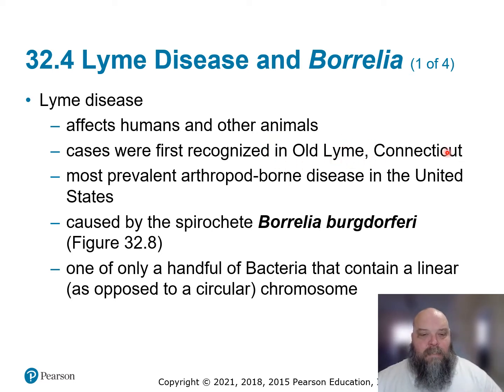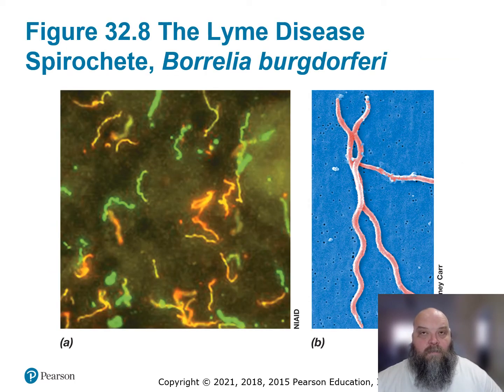So, hence Lyme disease. This is the most prevalent arthropod, insect-borne disease here in the U.S. It is primarily caused by, or actually only caused by, the bacteria known as Borrelia burgdorferi. It is a spirochete, so this was the one that looked like a stretched out corkscrew. What's interesting here is Borrelia is one of the very few bacteria that actually has a linear chromosome, not the circular that we've talked about in previous chapters.